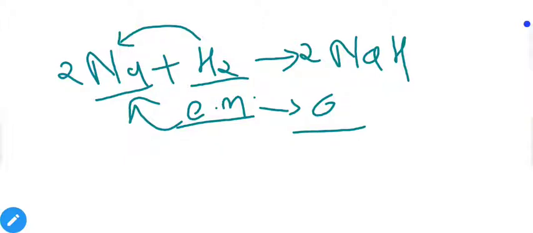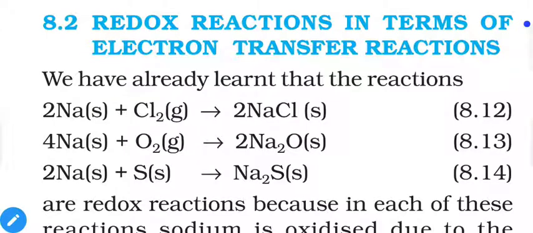So what can we do? We can check the electron transfer of this reaction, and based on the electron transfer we can identify oxidation or reduction. That's why let's learn about redox reactions in terms of electron transfer. Here some reactions are mentioned: sodium with chlorine, sodium with oxygen, and sodium with sulfur. All of them give NaCl, Na2O and Na2S, that means ionic compounds.